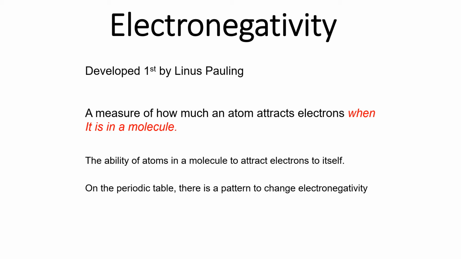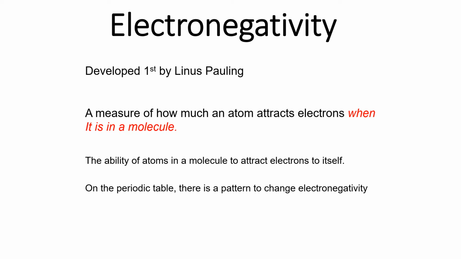Electronegativity is another special concept we should know in chemical bonding. It was first developed by Linus Pauling, and there are different kinds of scales for electronegativity, but let's consider this Linus Pauling scale. Electronegativity is a measure of how much an atom attracts electrons when it is in a molecule. Another way to define it is the ability of an atom in a molecule to attract electrons to itself.